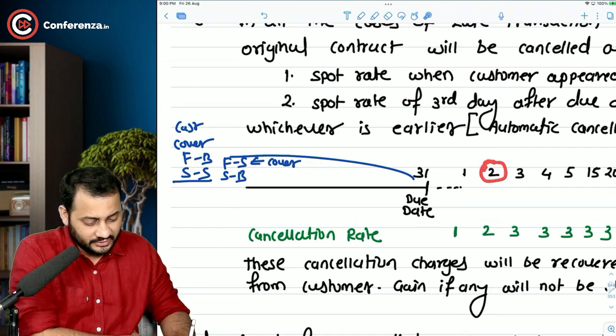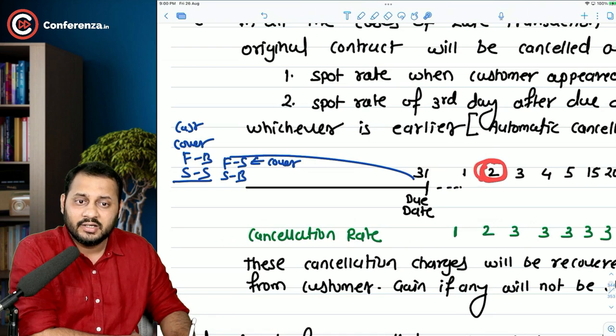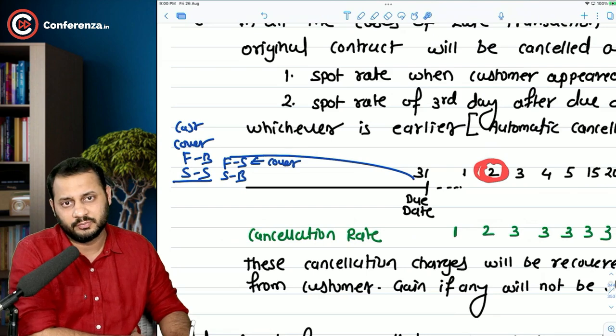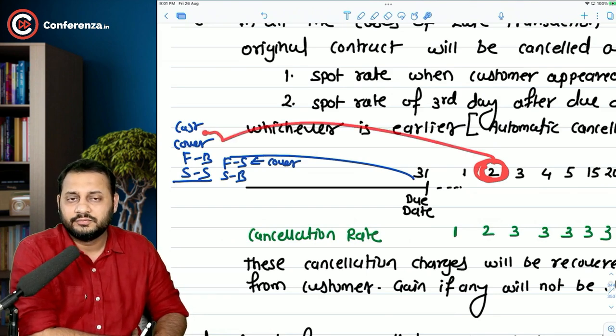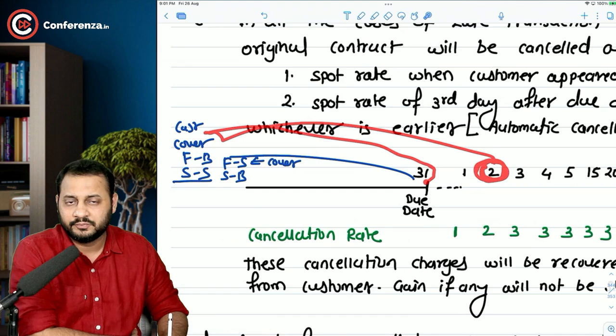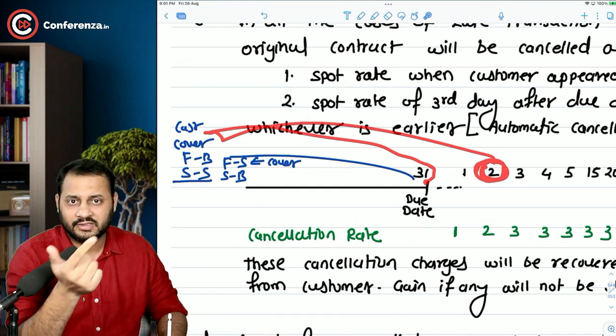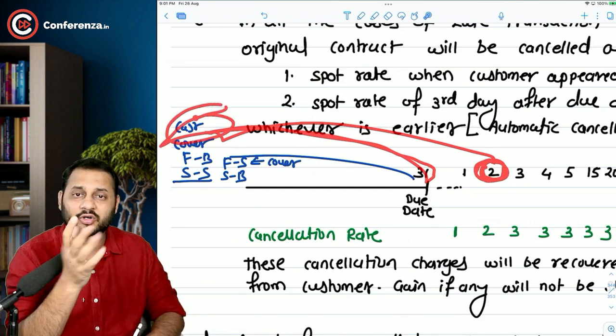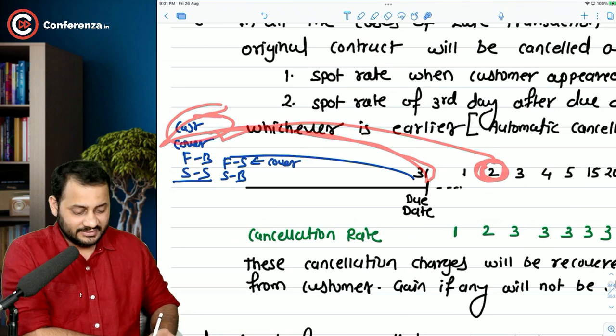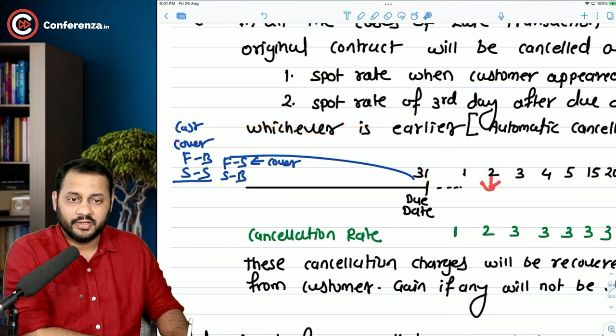He will have to, just understand, if he wants the delivery today, he will have to buy it at the spot rate. Simply buy it at the spot rate now. The old rate is not applicable. If you want to cancel it, automatically we will cancel it. Once you cross the due date, whether you want to deliver, cancel or extend, in all the cases the original contract will get cancelled automatically.